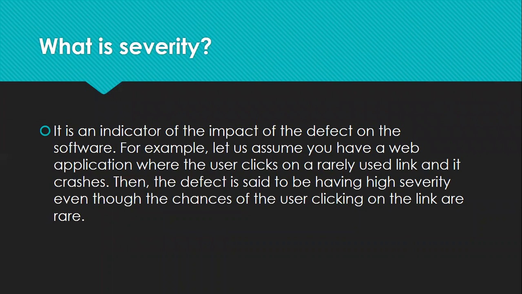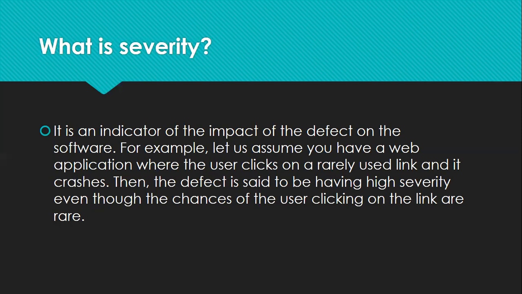Now let us start with the definition. What is severity? Severity is nothing but the impact of the defect on the software. Let us assume some particular user web links are not working and a user clicks on that link and the application crashes, right? This is considered a higher severity because the entire software is getting broken in this scenario. So the severity of this defect would be considered high.